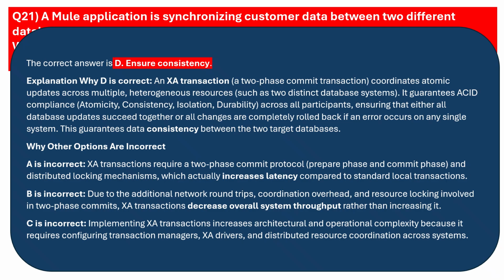Why other options are incorrect? A is incorrect. XA transactions require a two-phase commit protocol, prepare phase and commit phase, and distributed locking mechanisms, which actually increases latency compared to standard local transactions. B is incorrect. Due to the additional network round trips, coordination overhead, and resource locking involved in two-phase commits, XA transactions decrease overall system throughput rather than increasing it. C is incorrect. Implementing XA transactions increases architectural and operational complexity because it requires configuring transaction managers, XA drivers, and distributed resource coordination across systems.